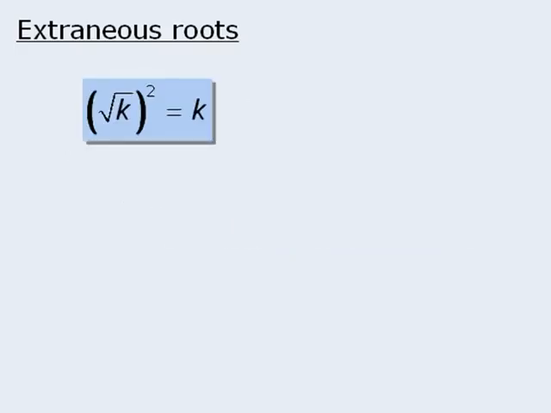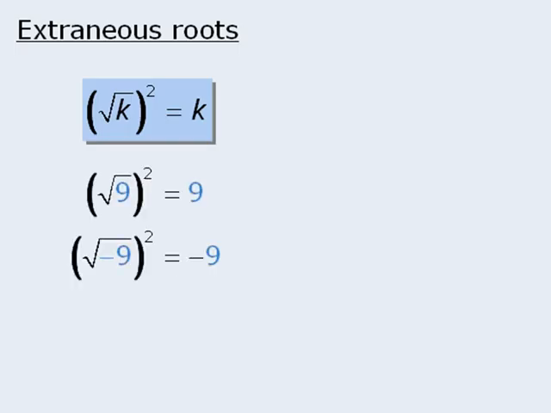Now, extraneous roots can also arise from a slight problem with the property we looked at earlier. Can you see what the problem is here? The problem is that this property does not work for negative values of k. Sure, it works for positive values, such as 9, but it doesn't work for negative values, such as negative 9. So we need to modify our rule such that we restrict the values inside the square root to be greater than or equal to 0.